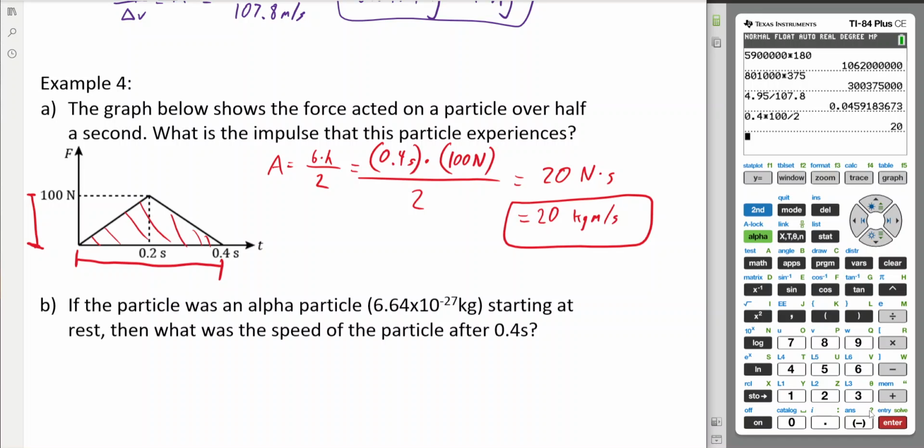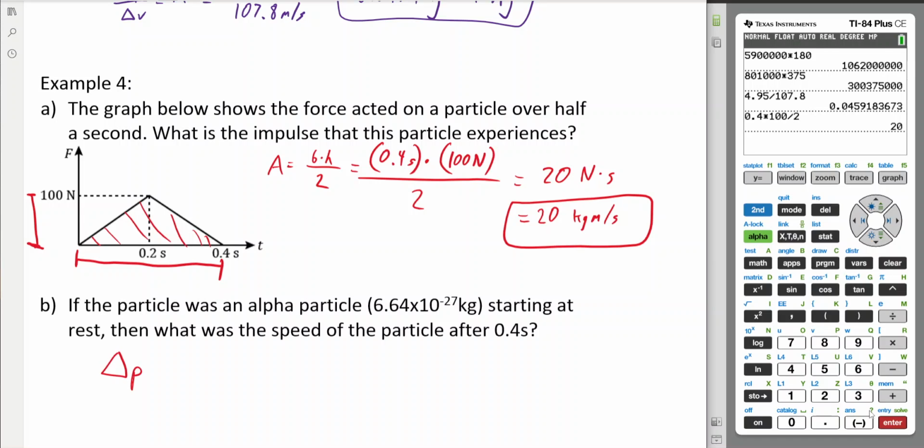Okay, let's take a look at the part B. If the particle was an alpha particle starting at rest, then what was the speed of the particle after 0.4 seconds? I wonder if this is going to be a possible answer, or if this is way beyond the speed of light. You know what? I didn't check this one. I'm guessing it's going to be way beyond the speed of light, but let's go ahead and take a look.